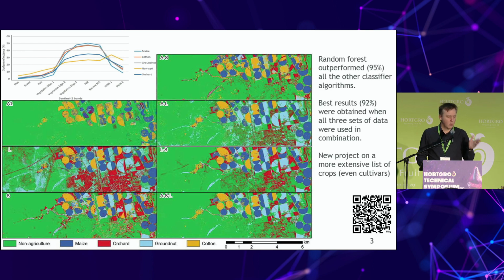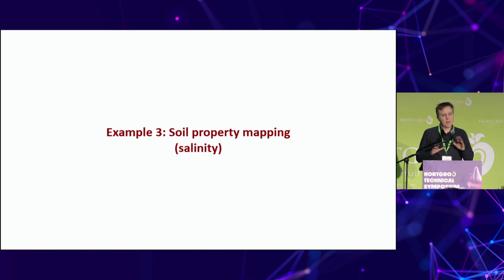were non-agriculture, maize, orchards, groundnut, cotton, so broad classes. And we were able to classify or differentiate these crop types to an accuracy of 95% using a combination of these data sets. The best results were when we combined all three sources of data, but just using two of the data sets actually performed pretty well.